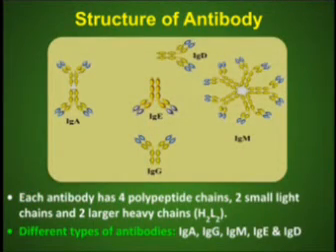The structure of antibody, here you can see each antibody has 4 polypeptide chains, 2 small light chains and 2 larger heavy chains. That is why antibody can also be called H2L2. Different types of antibodies are IgA, IgG, IgM, IgE and IgD.